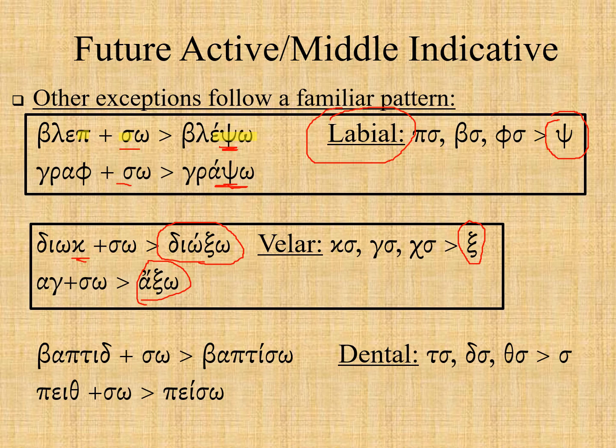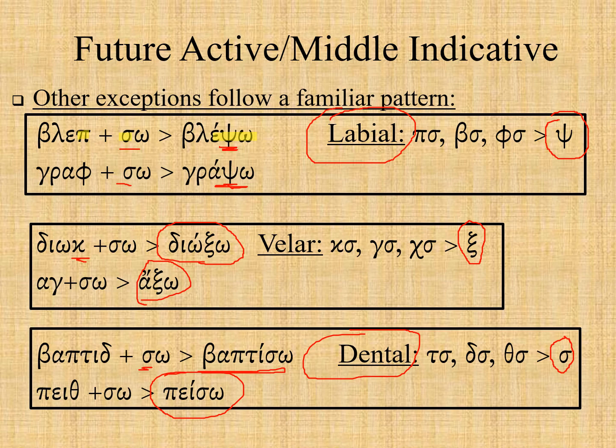Then finally we have the dental consonants that always end up becoming sigma. So we have baptizo plus sigma becomes baptizo, I will baptize. Or peitho, peith plus sigma becomes peiso, I will persuade. So now you don't need to remember the in-between stages, but if you see baptizo, you should be able to recognize that as future tense. Peiso, similarly dioxo, axo, grapso, or blepso.